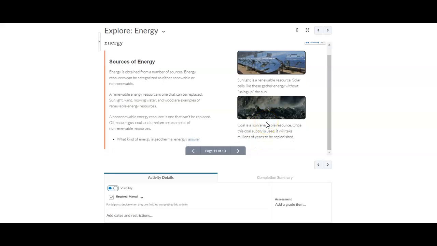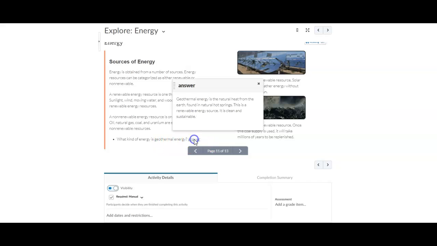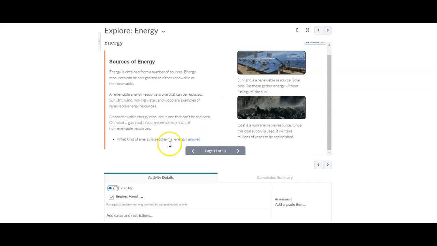What kind of energy is geothermal energy? So if you think about geothermal, right? Geo, talking about the earth and the geography, and then thermal. It means natural heat from the earth that's found in natural hot springs, and that is a renewable energy source. It is clean and it is sustainable. So geothermal, you might write that down if you did not know what that word means.